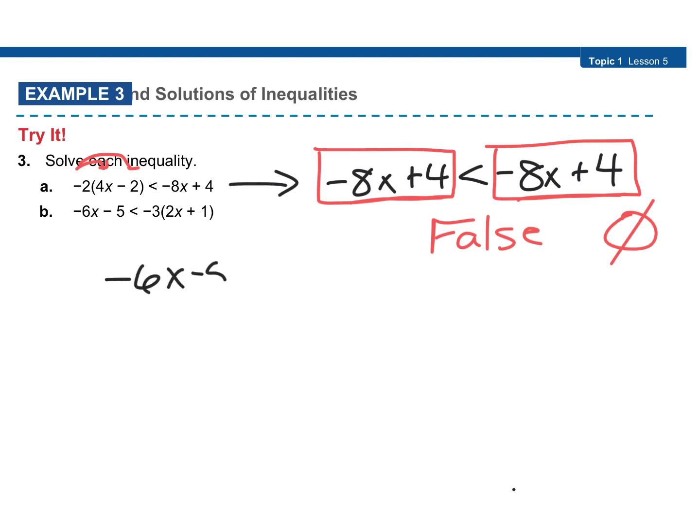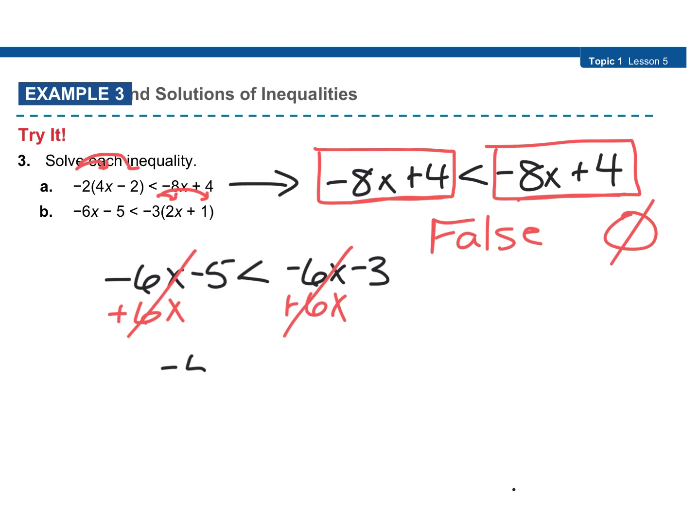Now, the second example, however, negative 6x minus 5 is less than, again, I'm going to do my distributive. If I do my distributive, I get negative 6x minus 3. They're different, so I'm going to add 6x to both sides. That's going to get that. Now I've got negative 5 is less than negative 3. Okay, is negative 5 less than negative 3? The answer is yes. When is it less? Always. It is always less. So this is a true statement in math.